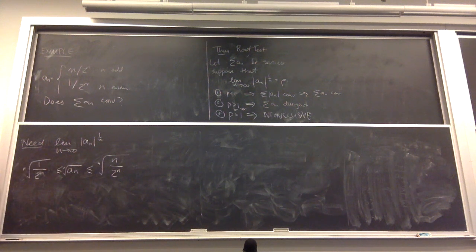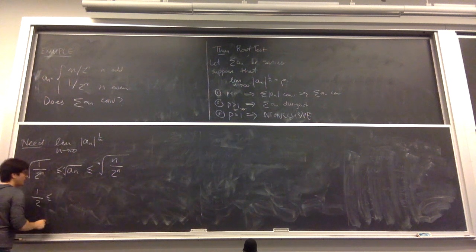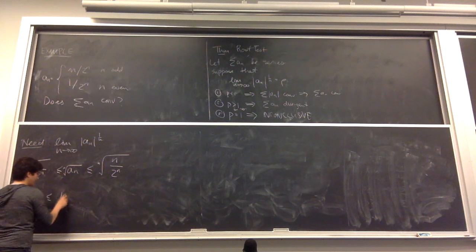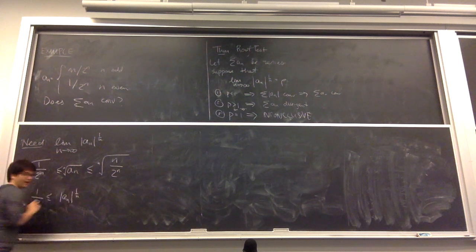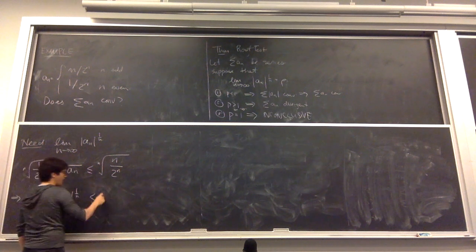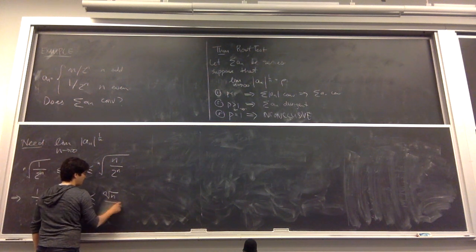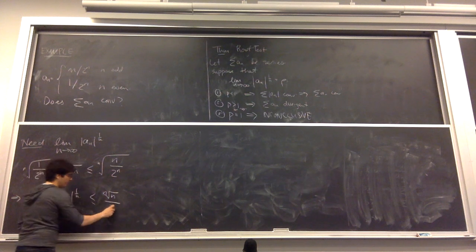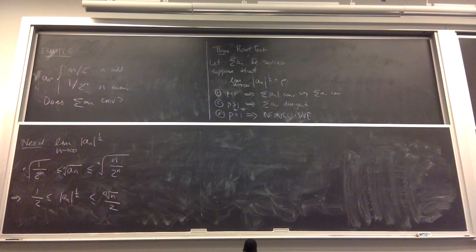What falls out of this? What's the nth root of 1? 1. What's the nth root of 2 to the power of n? 2 to the 1, so 2. This is going to be less than or equal to a_n^(1/n). And then here we're going to have the nth root of n over the nth root of 2 to the power of n, which is 2. Everyone follow?